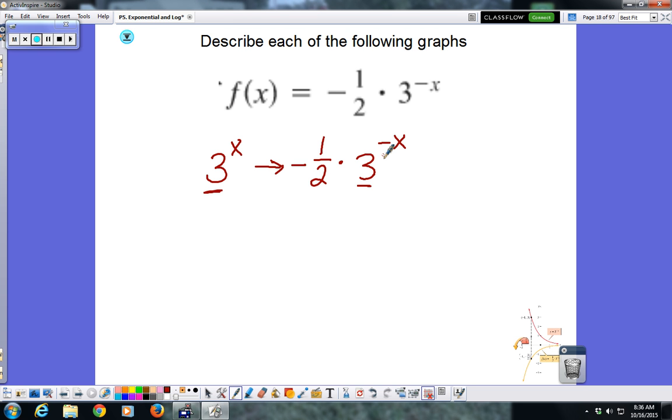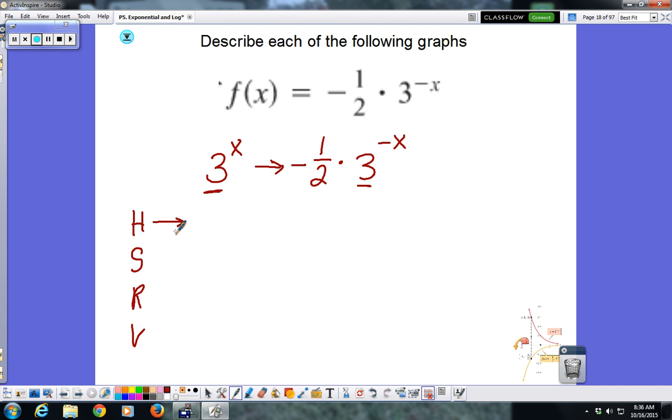Just a reminder, HSRV is the order things happen. If you actually wanted to graph these, horizontal translations came first, stretches and compressions second, reflections third, and vertical translations come last. So let's go through and talk about the things that's happening here.